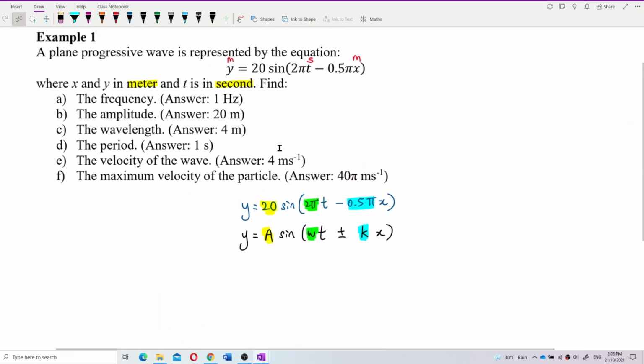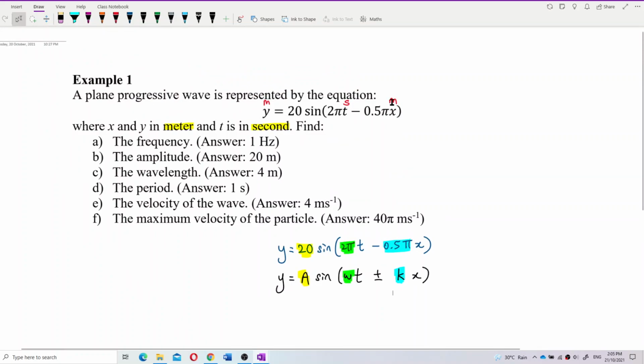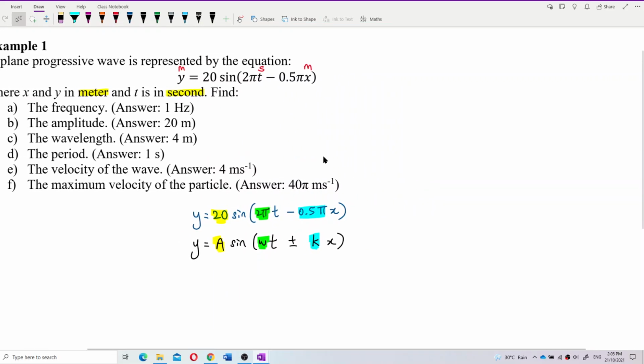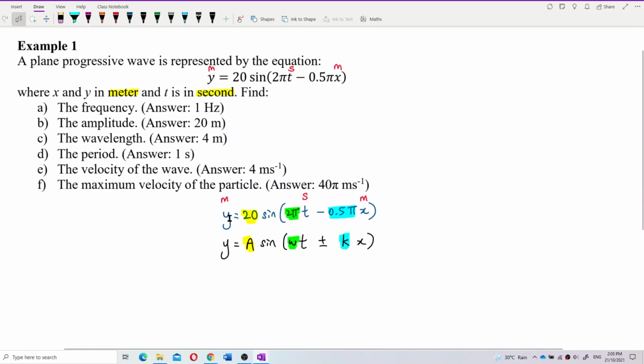About the unit, why is it important? I want you to write the unit over here also. Your unit for displacement is in meter, x also in meter, your time is in second. So why is this unit important? Look here. If the displacement y is in meter, the amplitude is also in meter, so they can be cancelled off. Understand or not? They have the same unit.